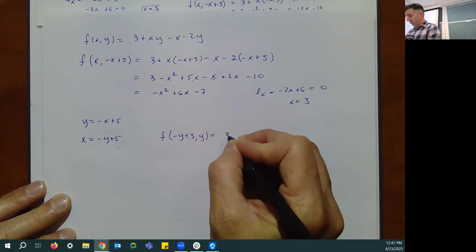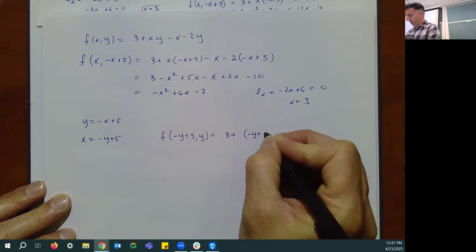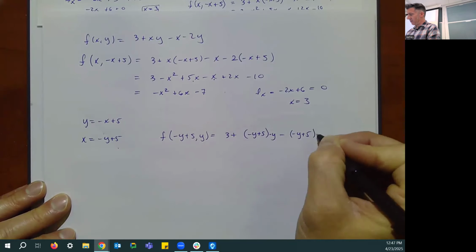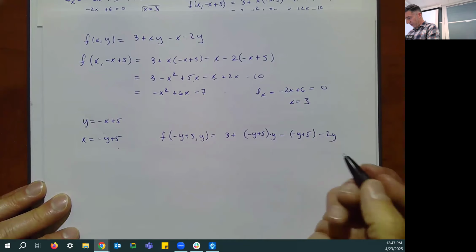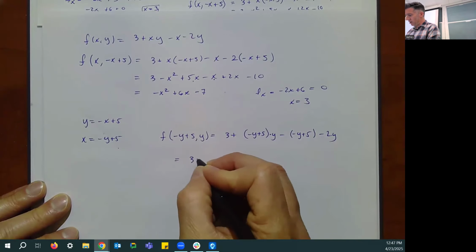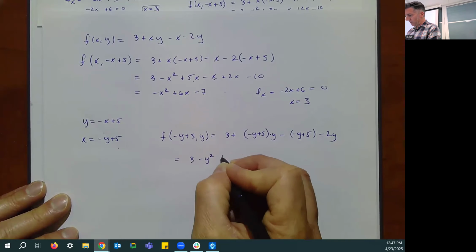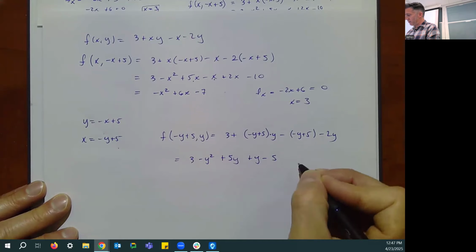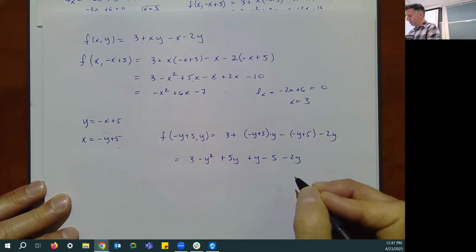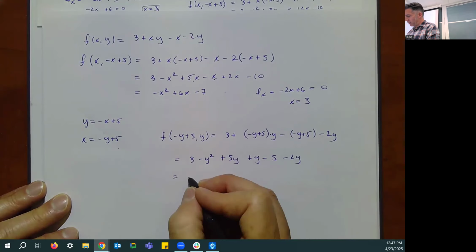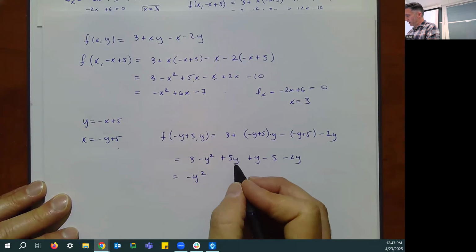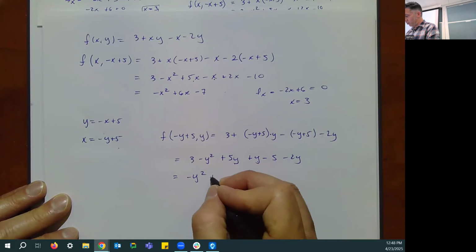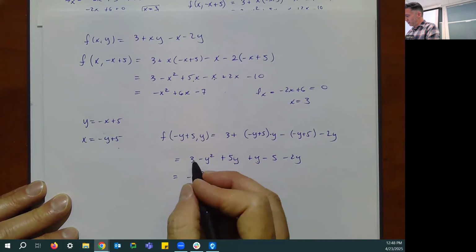That's going to be 3 plus negative y plus 5 times y minus negative y plus 5 minus 2y. Simplify. 3 minus y squared plus 5y plus y minus 5 minus 2y. Simplify more, you get negative y squared plus 5y plus y is 6y minus 2y is plus 4y. And then 3 minus 5 is negative 2.